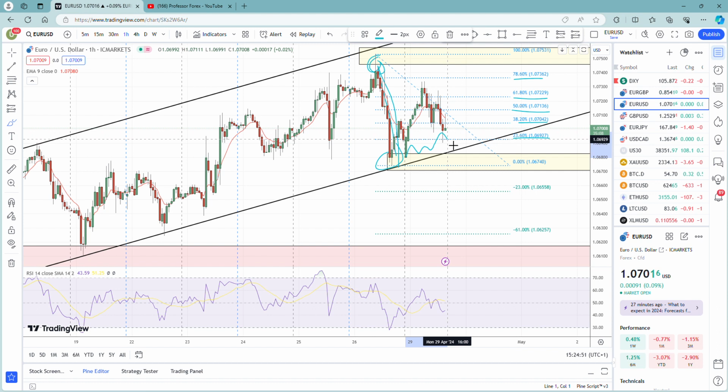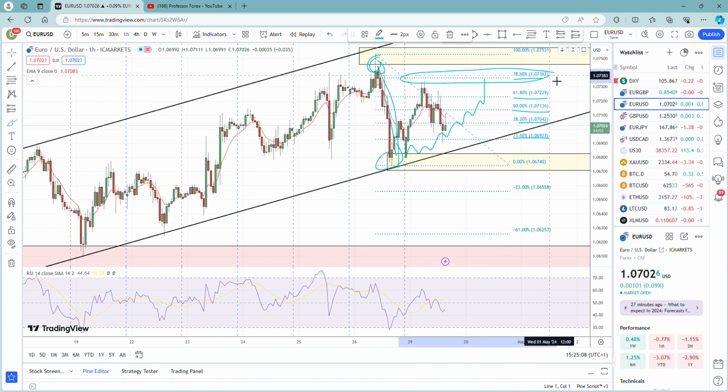So here in about 23.6, it could retrace further, 38. It could retrace further at 50. It could retrace further at 61. The best retracement is 78.6. So I know when price reaches this level here, it's a very good level for a sell. Obviously 100% is the best because it's close to your level, but this is a very good retracement.